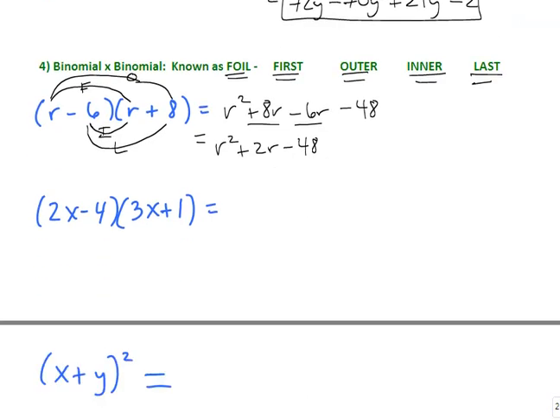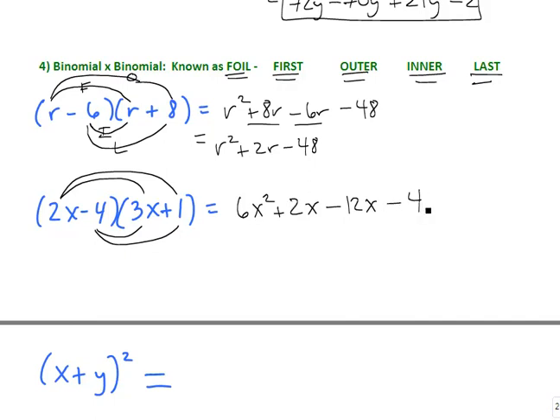Okay, let's try another example doing the same thing. Another binomial times a binomial. So first times first will be 2x times 3x, which is 6x squared. Outer times outer will be 2x times positive 1, which is positive 2x. Inner times inner will be negative 4 times 3x, or negative 12x. And last times last will be negative 4 times positive 1, which is minus 4.